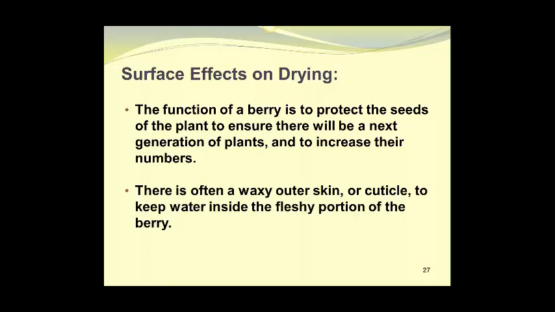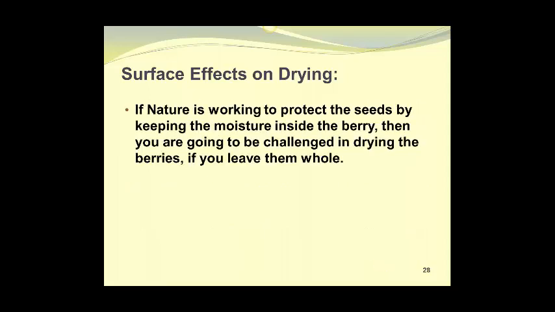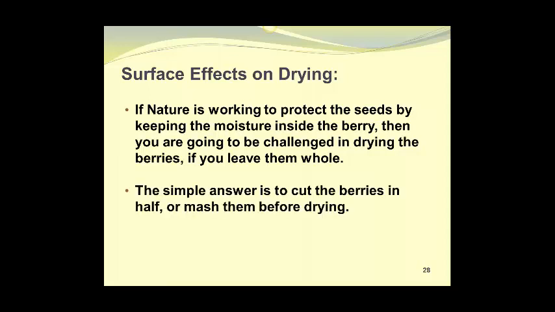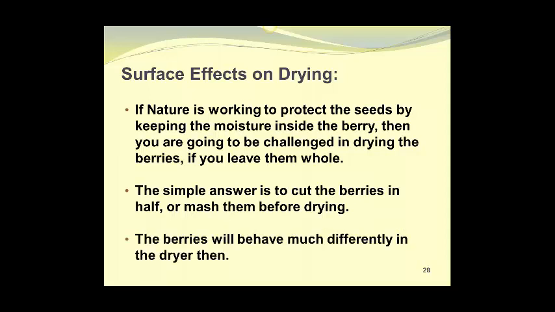There is often a waxy outer skin or cuticle to keep the water inside the fleshy portion of the berry, and this is exactly what happens in the case of cranberries, which have an extremely impervious outer layer that will hold on to the moisture even after several days inside a dryer. If nature is working to protect the seeds by keeping the moisture inside the berry, then you are going to be challenged in drying the berries if you leave them whole. The simple answer is to cut the berries in half or mash them before drying. The berries will behave much differently in the dryer then.